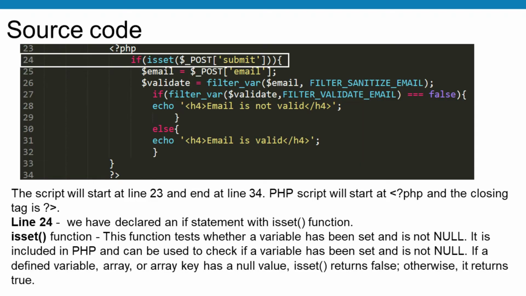The script will start at line 23 and end at line 34. The PHP script starts with the opening tag less than question mark PHP, and the closing tag is question mark greater than. On line 24, we have declared an if statement with the isset function. The isset function tests whether a variable has been set and is not null. It is included in PHP and can be used to check if a variable has been set and is not null. If a defined variable, array, or array key has a null value, isset returns false, otherwise, it returns true.